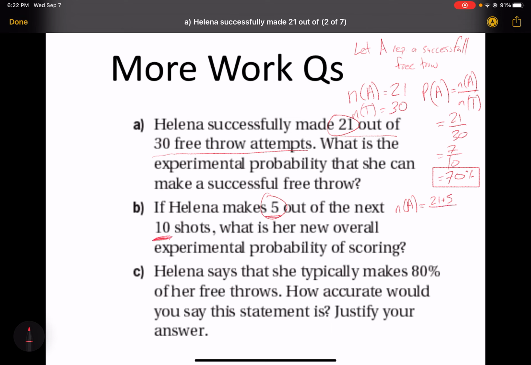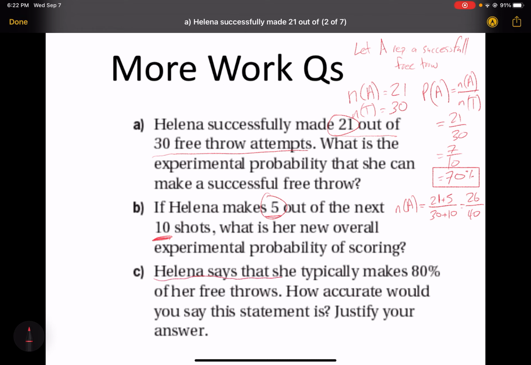And out of 10 shots, that's going to be equal to 30 plus 10, which is equal to, let's say 21 out of 5, 26 over 40. All right.